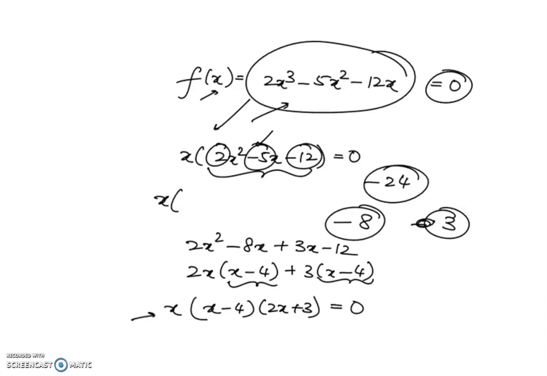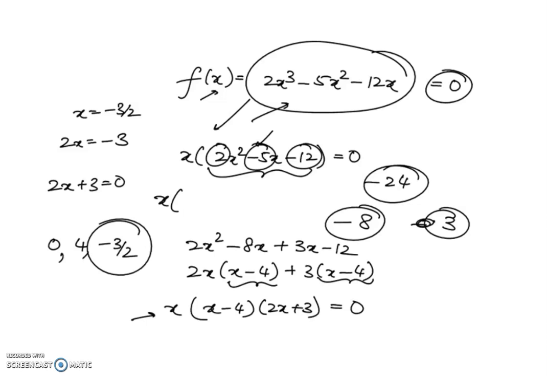So essentially all the zeros are: x is 0, x is 4, and then 2x plus 3 equal to 0 would give us 2x is minus 3, or x is minus 3 over 2. And if you look at the answer choices, they have minus 3 over 2, and that's the answer.